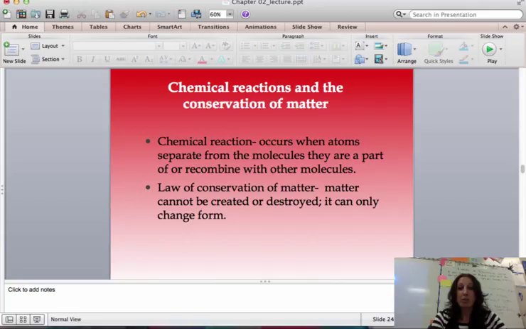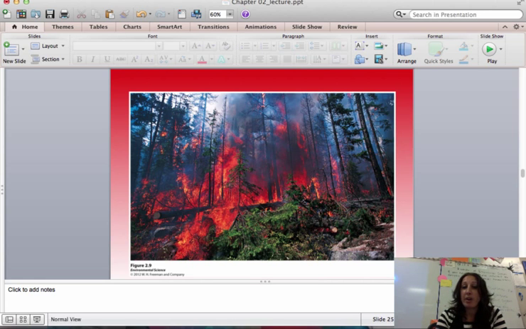So here's some more pictures real quick. You should already know about chemical reactions. Remember your law of conservation of matter, where matter cannot be created or destroyed, it just changes form. And here's an example of a fire. It's going to release a lot of carbon dioxide.